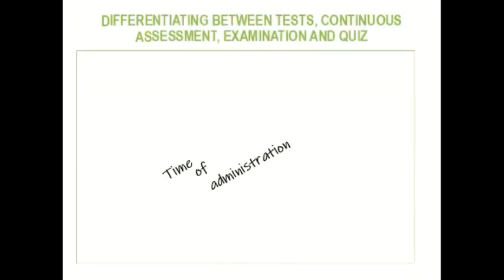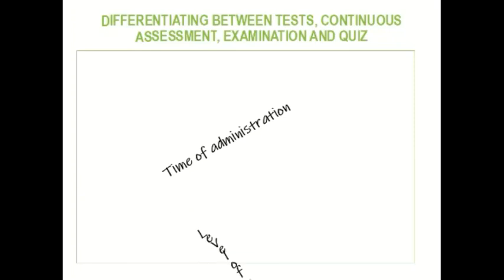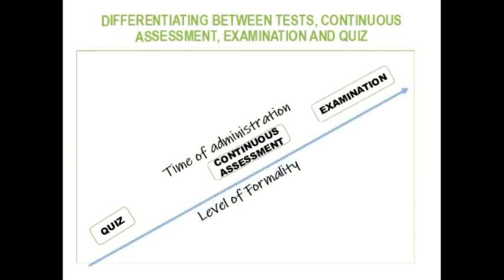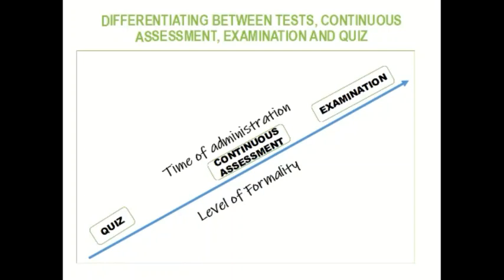Let's take a look at it from the perspective of this chart. Great. The time of administration is one. The level of formality is another. And let's see how it follows. When it comes to time of administration, quiz, followed by continual assessment, followed by exam. But then, let's look at this arrow, level of formality.